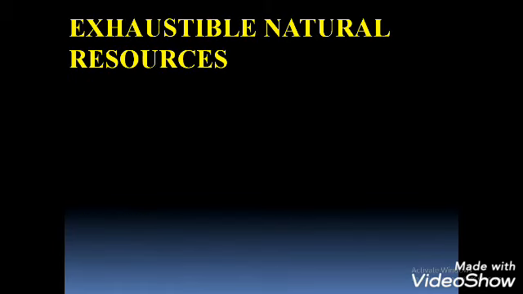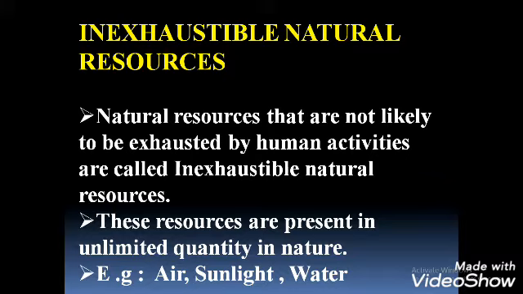There are two types of natural resources: first one, inexhaustible natural resources, and second, exhaustible natural resources. First of all, we are moving to inexhaustible natural resources. What do you mean by inexhaustible natural resources? Natural resources that are not likely to be exhausted by human activities are called inexhaustible natural resources. These resources are present in unlimited quantity in nature. For example, air. Air is one of the inexhaustible natural resources. It can't be exhausted by human activity. And also sunlight. It also could not be exhausted by human activities. And also water.